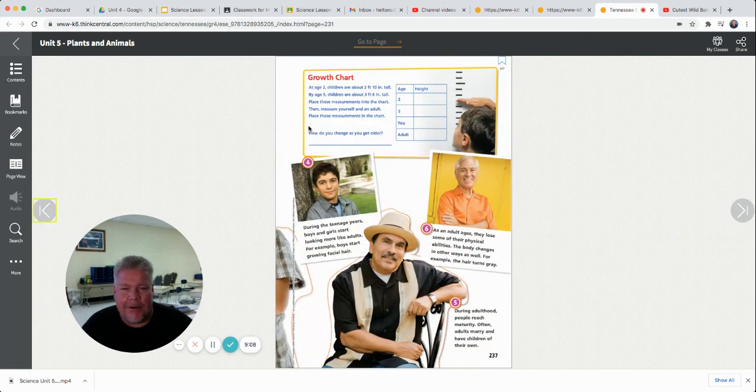Oh, I skipped that part. The growth chart. I bet some of your parents might already have a growth chart, but you could measure yourself right now and you could measure yourself a year from now and see how much you grow each year. You could record it, make observations like a scientist does.